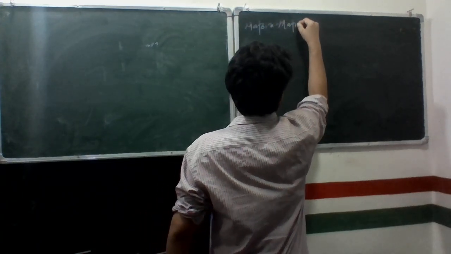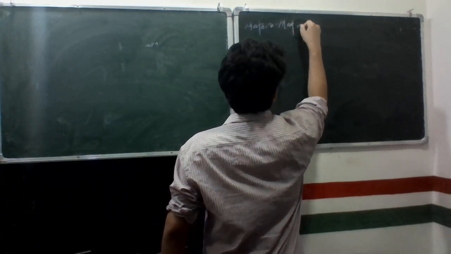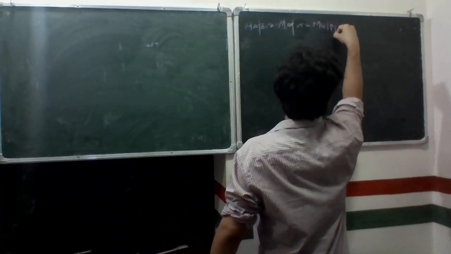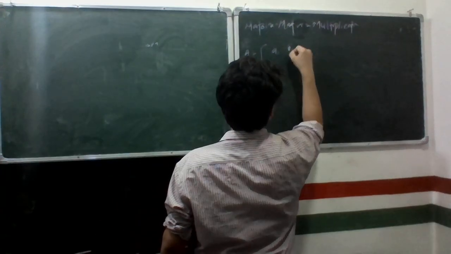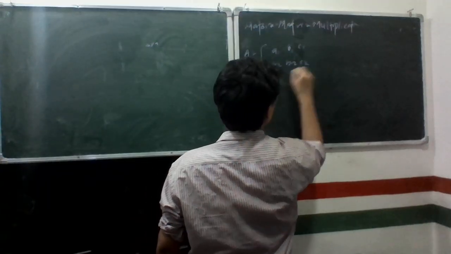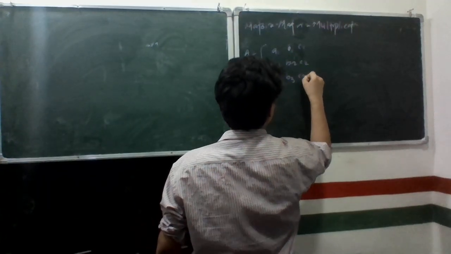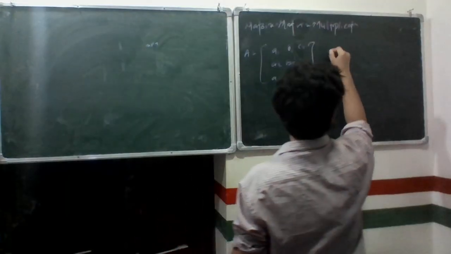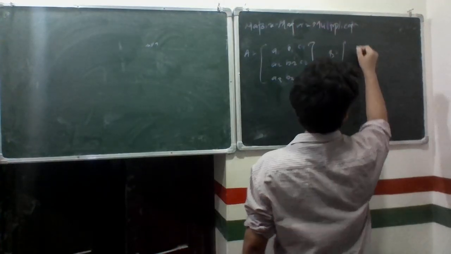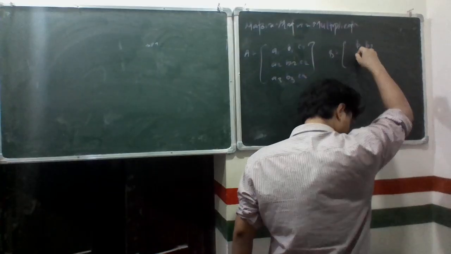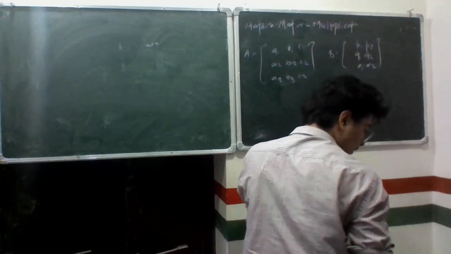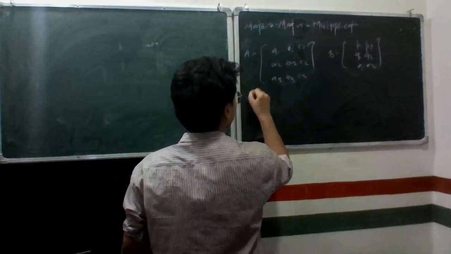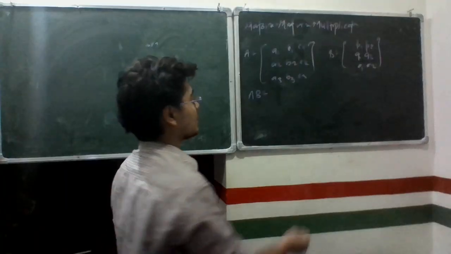Matrix multiplication. Let's suppose A is a matrix [A1 B1 C1; A2 B2 C2; A3 B3 C3], and let's suppose B is [P1 P2; Q1 Q2; R1 R2]. If we have these two matrices, the product AB is going to be what?